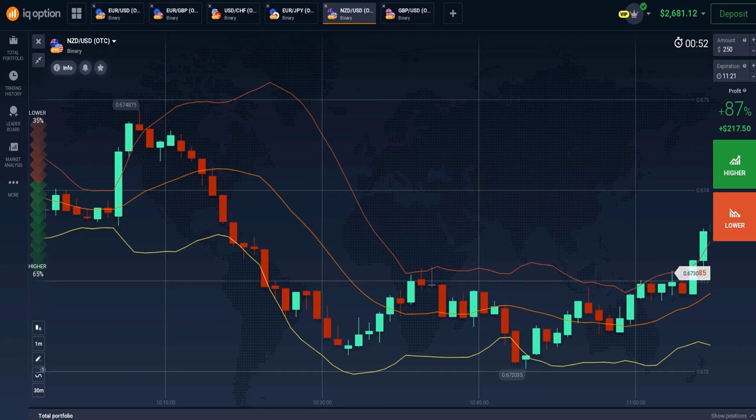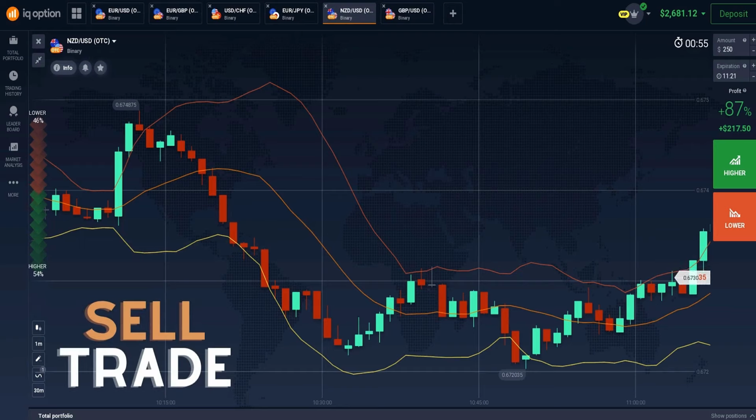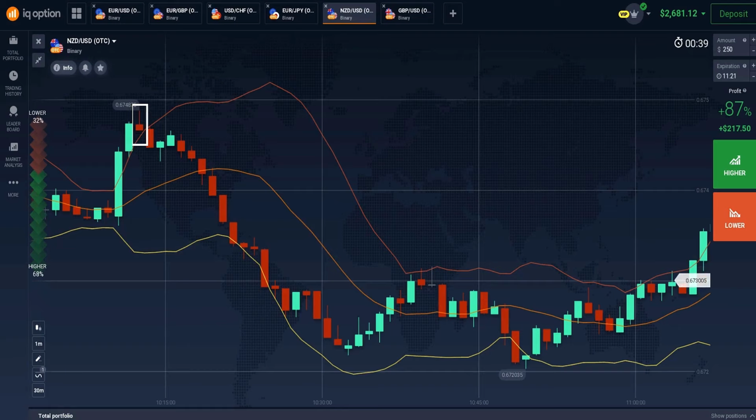Now, let's break down the trading rules. Sell trade setup. Look for a clear inverted hammer candlestick on your chart. The candle must touch or slightly cross the upper Bollinger Band. If these two conditions are met, take a sell trade. Quick tip: avoid taking the trade if the market is already in a strong uptrend.